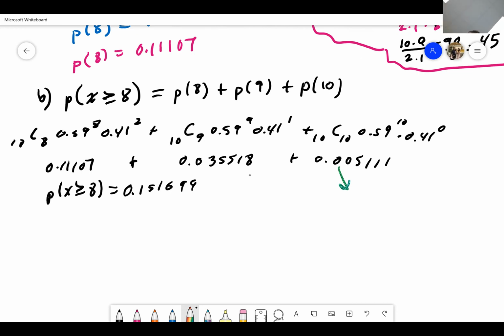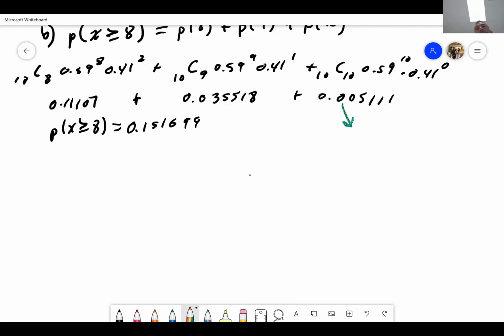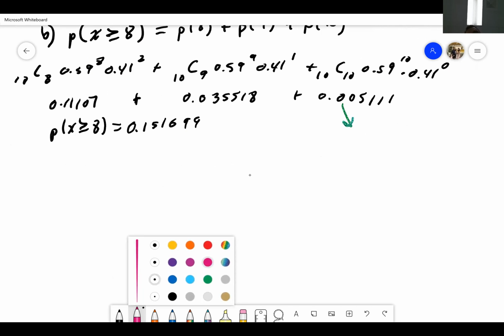All right, let's do C. Look what C says. So C says less than 8. So this is what Yanni was talking about. All right. So C, it says, what's the probability of less than 8? So I'll do this in red ink.